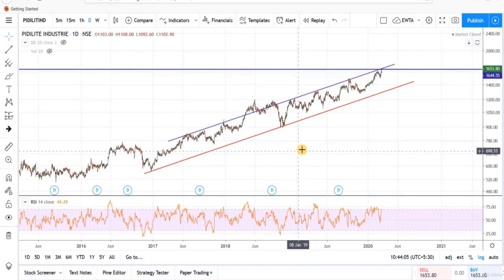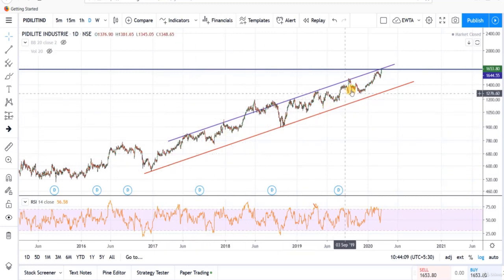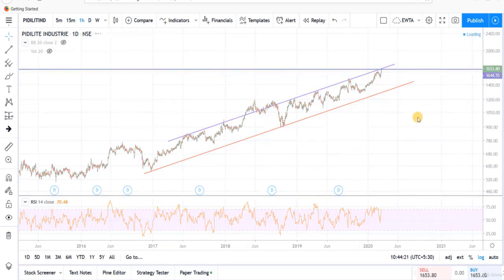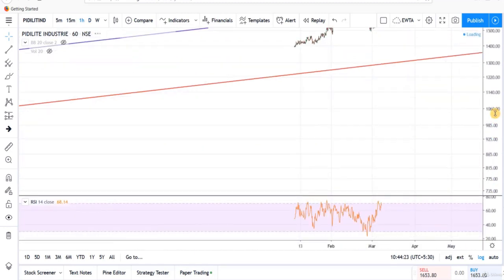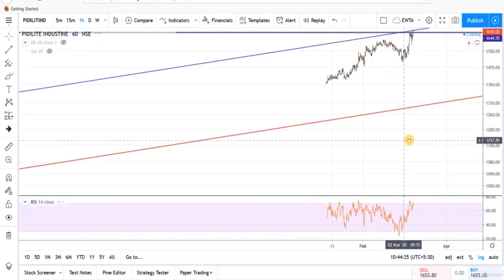This is the daily chart of Pidilite Industries and you can see the stock is going in an upward direction in this channel. If our view is for positional trading, we will see the divergence on the hourly time frame chart. That is our trading chart. For the positional trading perspective, we have discussed this in the 3D charting lecture.